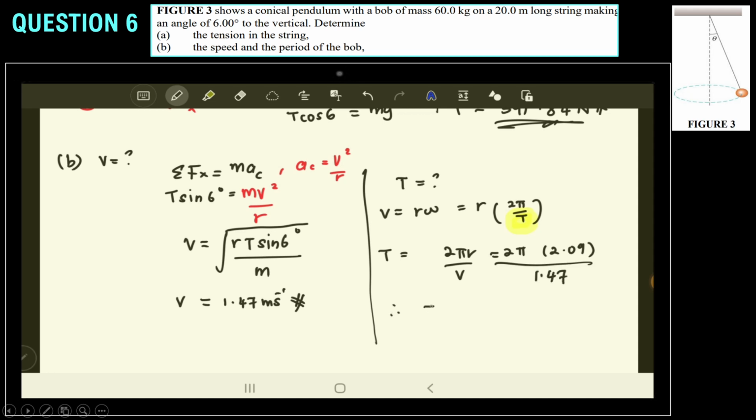Okay, therefore T is equal to 8.93 seconds. Okay, we are finished with question number 6. So let's move to the last question.